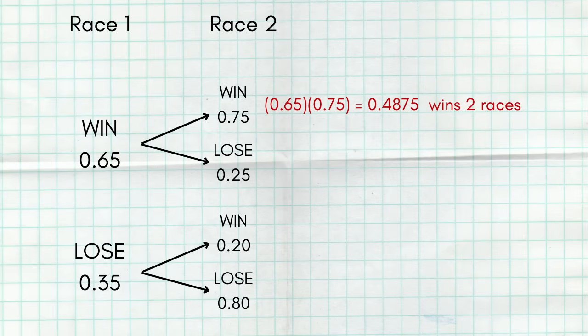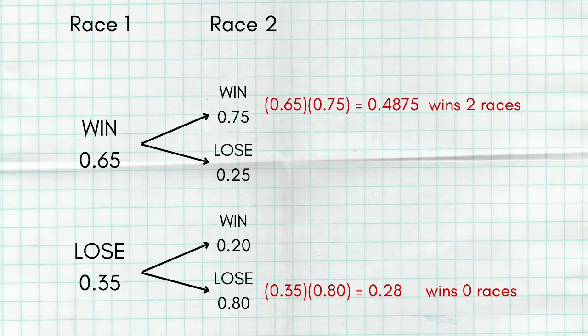Now, to get to the end of any of these branches, all we have to do is multiply, and as long as we're understanding that these are conditional probabilities, what happens for race 2 depends on race 1, we are certainly allowed to multiply. So let's talk about the top branch where the horse wins 2 races. That's going to be 0.65 for the first race times 0.75 for the second race. Now that's going to give us a total of 0.4875 for the result of 2 wins.